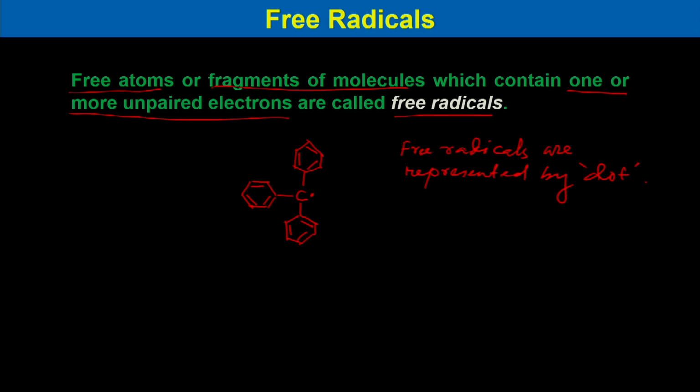Some examples of highly reactive free radicals are methyl CH3 dot, C2H5 dot, H dot, CCl3 dot, I dot, and so on. So, these are highly reactive radicals.